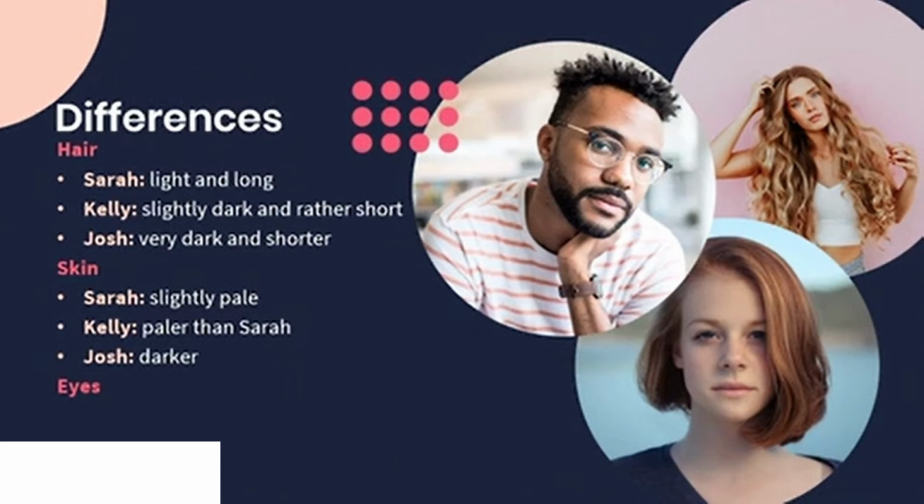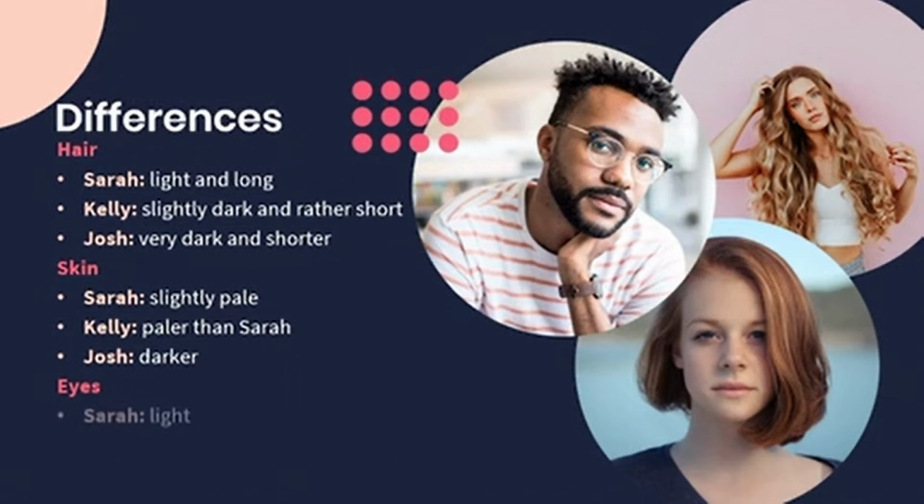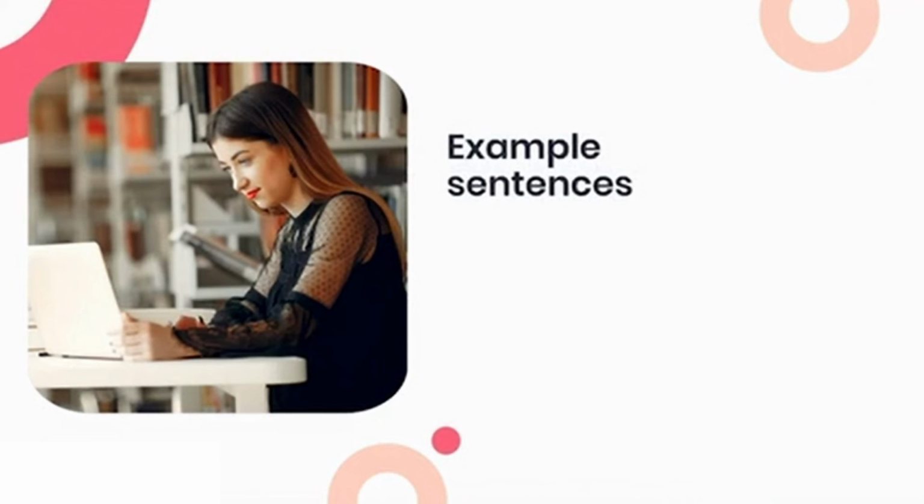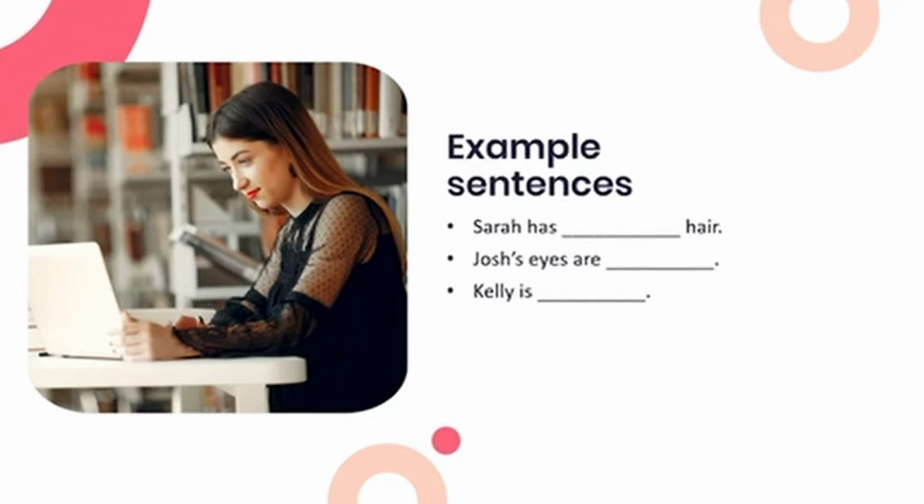Now let's talk about the eyes. We know that Sarah has light eyes. Kelly has rather dark eyes, and we use the mitigator rather to show that her eyes are dark, but they're not that dark. Now Josh has much darker eyes than the rest of the people. Alright, so let's go have a look at some example sentences. Take a moment to think about what you might be able to fill in the blanks here.